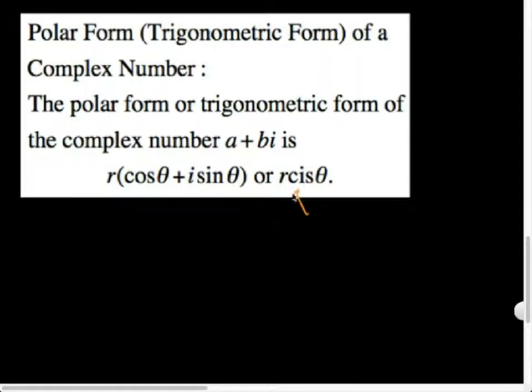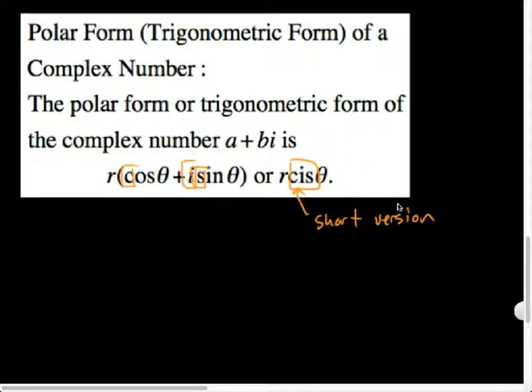This is the short version. It does look like it says something else, but maybe only to certain people would it look like that. What is CIS? CIS is just the abbreviation for cosine, i, and sine. And they just ignored the rest of this and the fact that there was another theta in there.